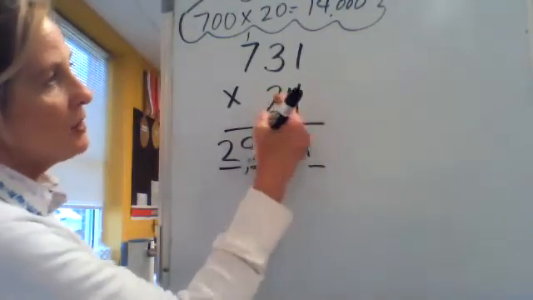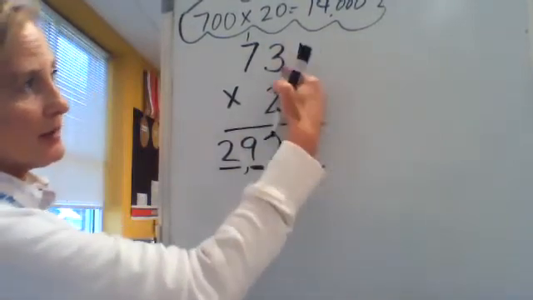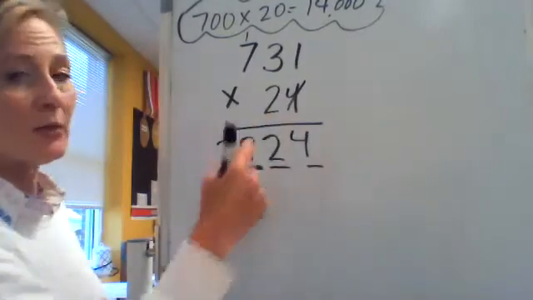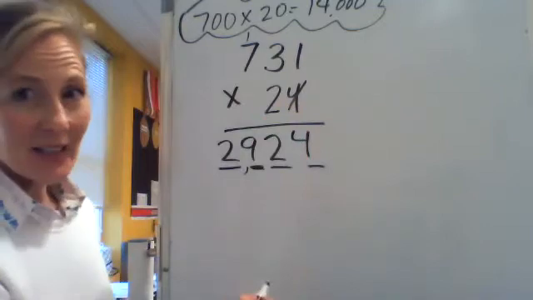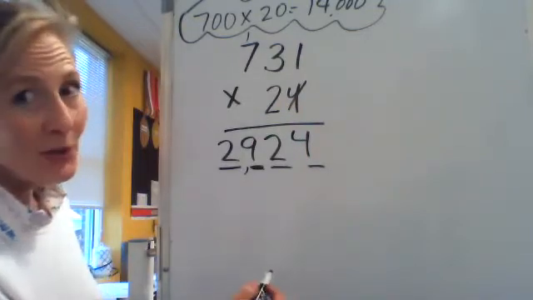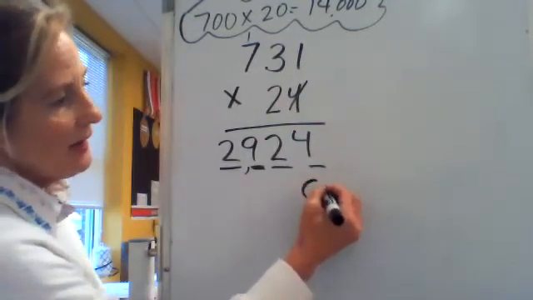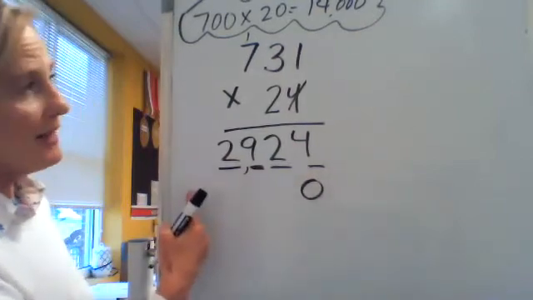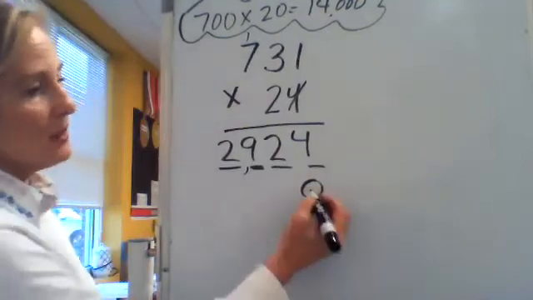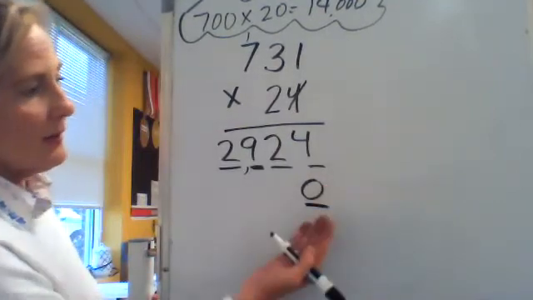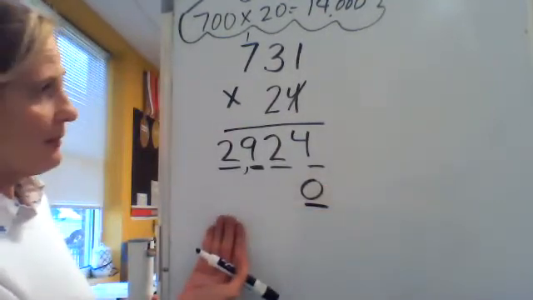Now we're ready to multiply 20. So we've already multiplied 4 groups of this amount, 731. Now we need to multiply 20 groups of that amount. So since this is a 20 and not just a 2, I need to indicate that all the answers I'm about to write down here are 10 times greater than if that was just a 2, because this is 20. So I put my 0 there to make sure all my answers are represented as 10 times greater.